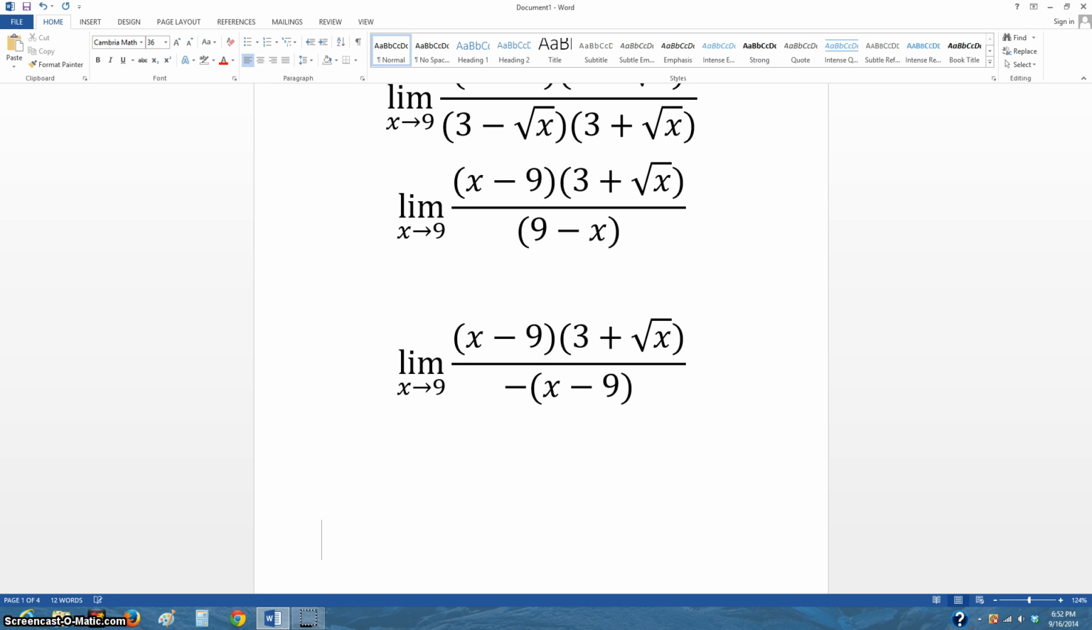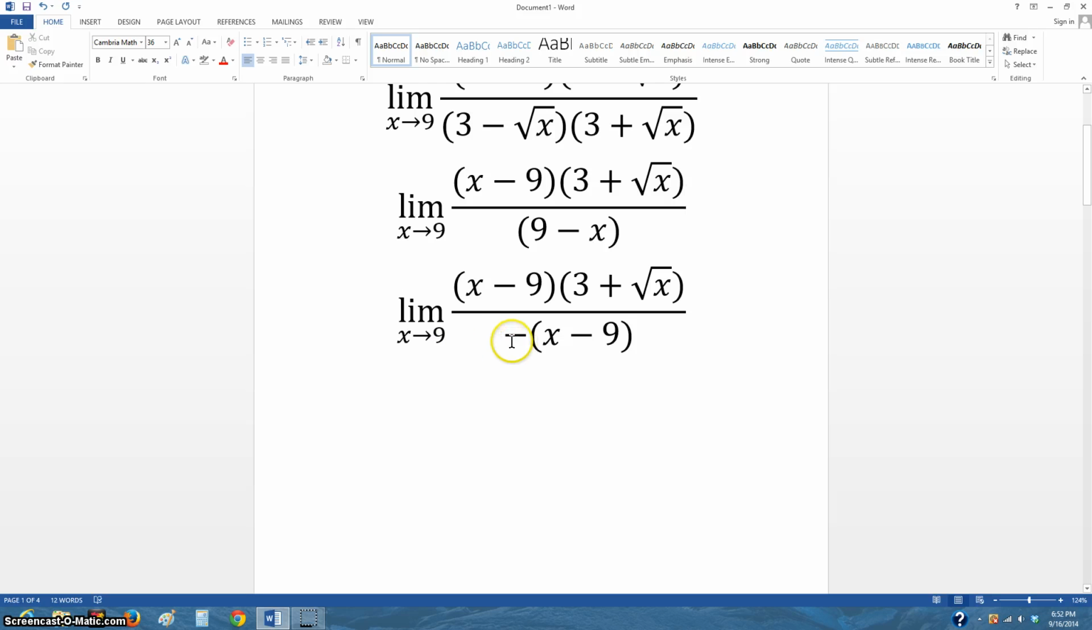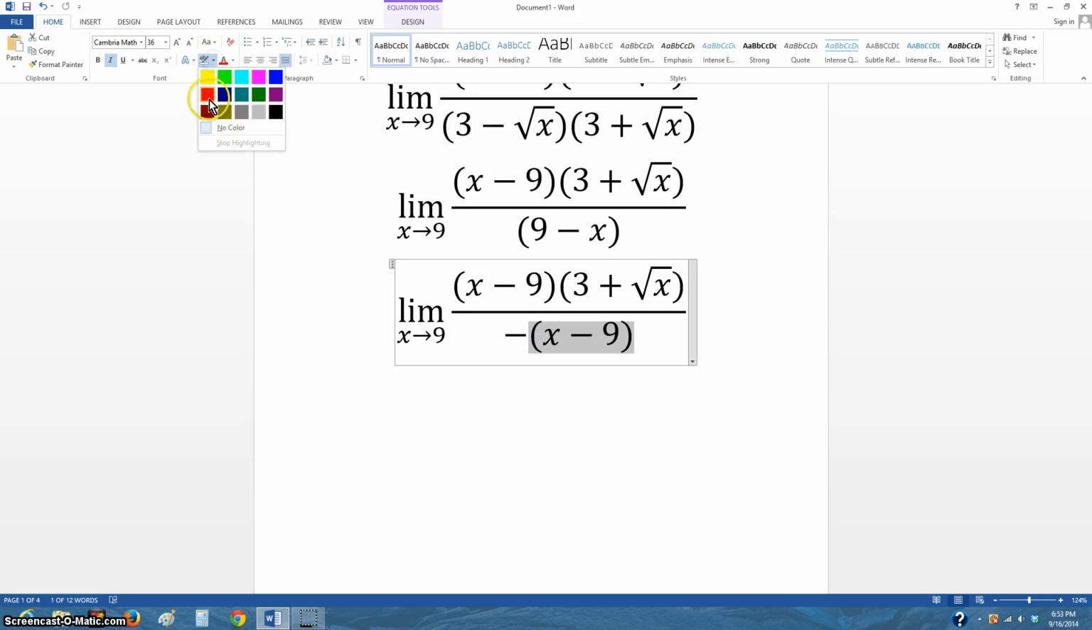I get x minus 9, 3 plus the square root of x. And then if I factor out the minus, I'm left with x minus 9. How do you know if you factored correctly? Multiply the negative back in. So what's a negative times x? Negative x, which is right there. And what's a negative times a negative 9? Positive 9, which is right there. At this point, now you can cancel. And what cancels out is the x minus 9, which I will highlight in red.